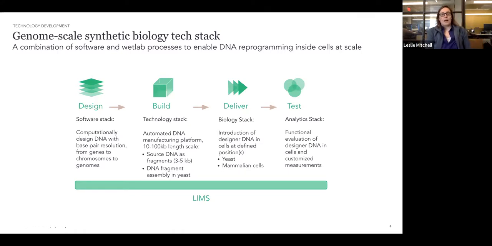I guess the bottom line, the point of this slide, is that one would need a combination of software and wet lab processes at a fairly substantial scale, and a good amount of automation, to the interest of this group today. So in the context of SC2, we've put together this framework for thinking about this standard synthetic biology workflow at the genome scale.